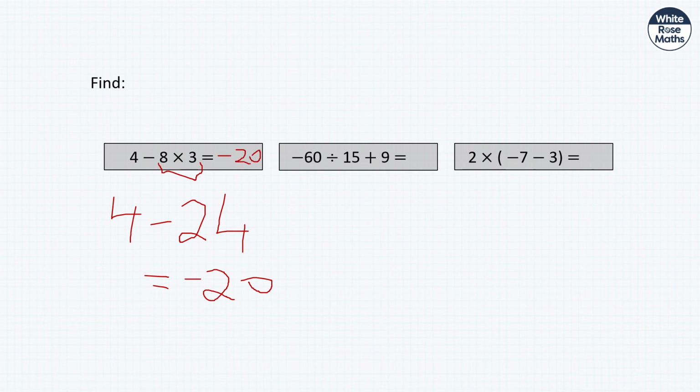This next one, being very clever here with my division, I'm doing negative 60 divided by 15, so that'll be minus 4 plus 9. Okay, that's going to equal positive 5 on our number line.